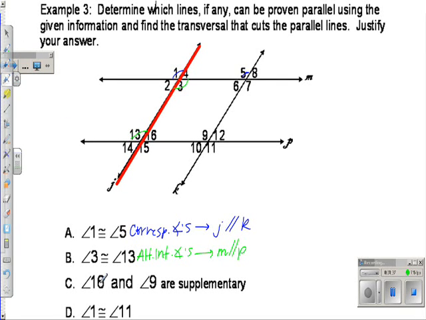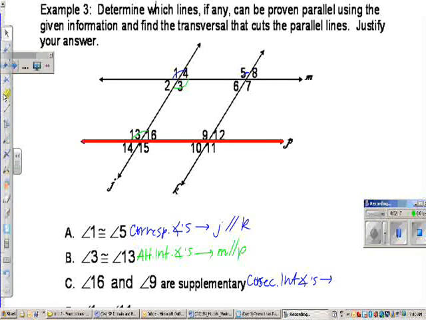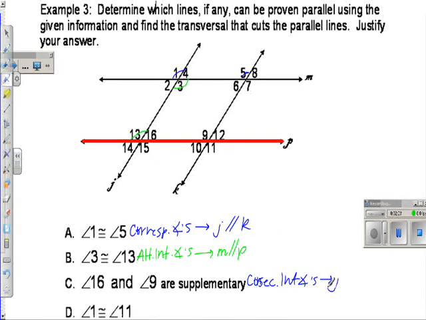From here, if we say angle 16 and angle 9 are supplementary, then angle 16 plus angle 9 are supplementary. Those are same side interior angles dealing with transversal P. Since they're same side interior or consecutive interior angles, consecutive interior angles supplementary imply that lines J and K would be parallel, because those are the two lines that include angle 16 and 9 on transversal P.